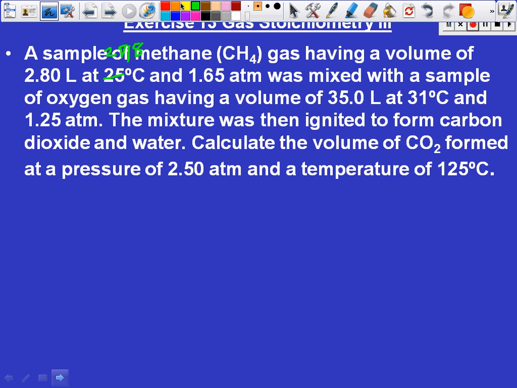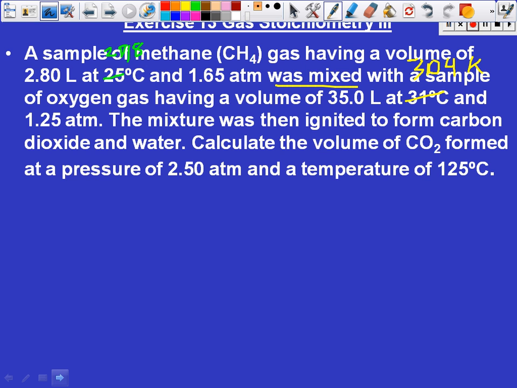All right. This is very important here. Was mixed with a sample of oxygen gas having a volume of 35.0 liters at 31 degrees Celsius. All right, let's go ahead and change that. That temperature is going to be 304 Kelvin. Again, 304.